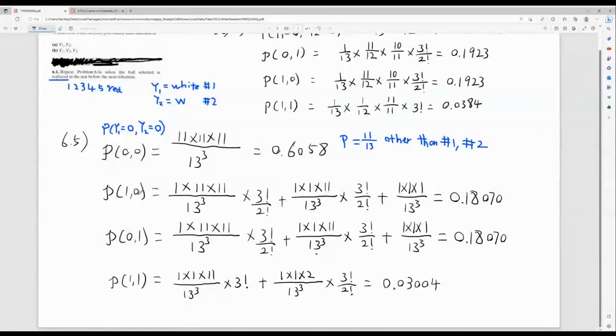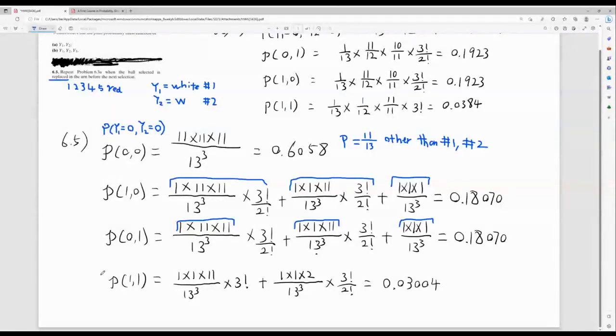And for the 1, 0, we have number 1 selected. So we have 1 over 13, and then 11 squared over 13 squared. That's when a single 1 is selected. And this would be double 1, triple 1. And similarly, the single 2, double 2, triple 2.